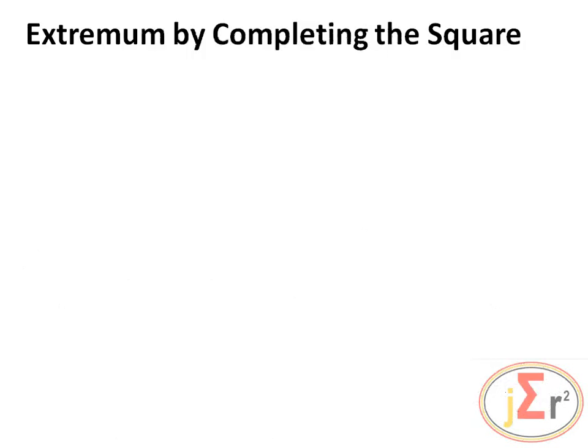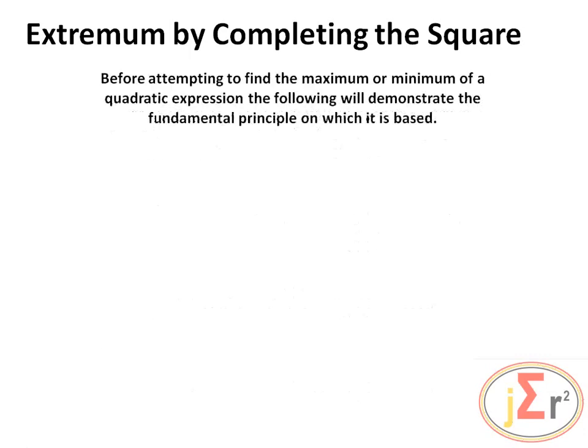We are going to be looking at the maximum and minimum by completing the square. This might be a strange word. It is going to be used mainly by mathematicians. This word extremum is a word that is used to describe both maximum and minimum, or just the extreme point, which of course may be maximum or minimum.